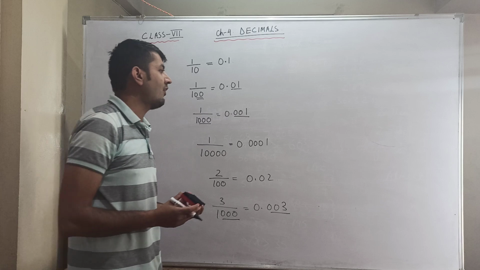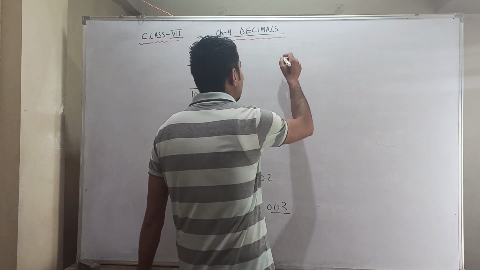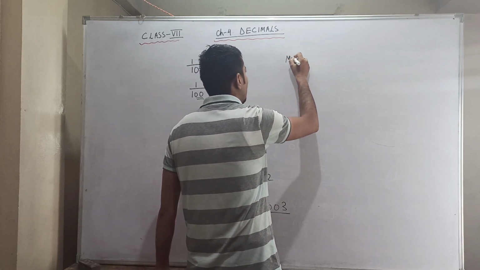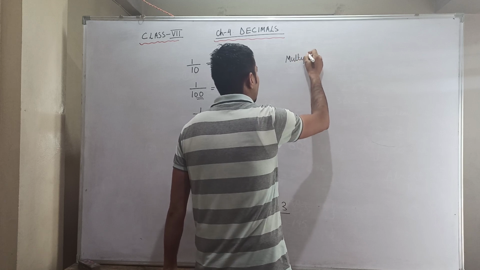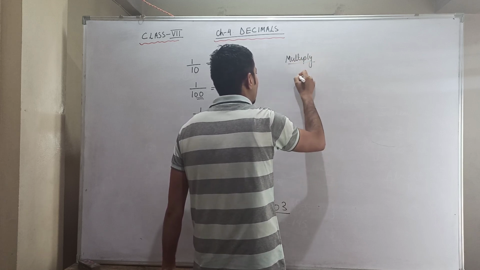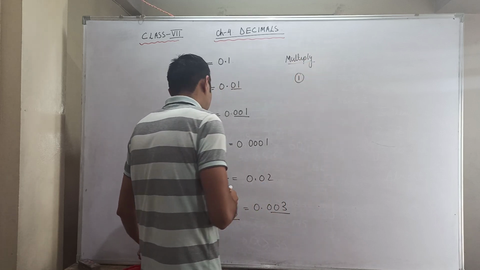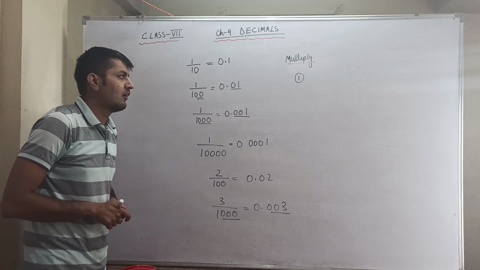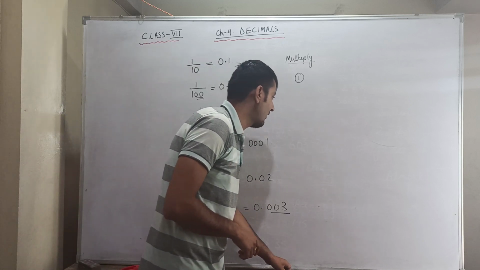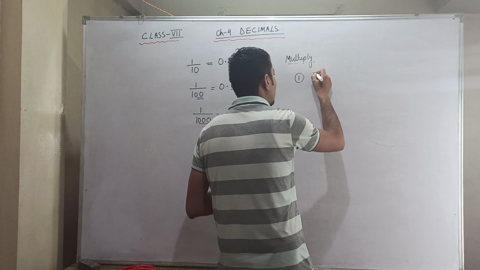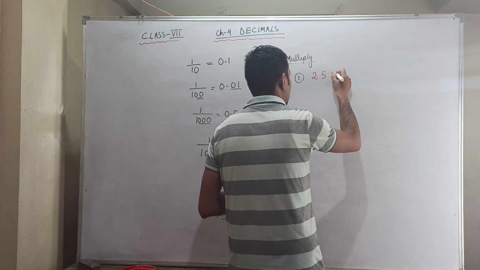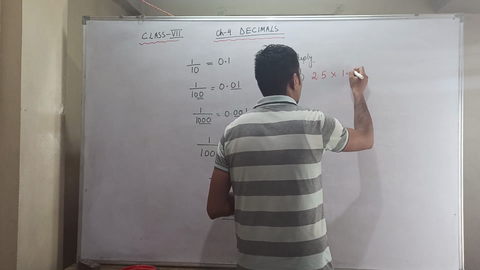So now let us come to some multiplication, some examples related to multiplication. Suppose they give the question this way: multiply 2.5 into 1.5.